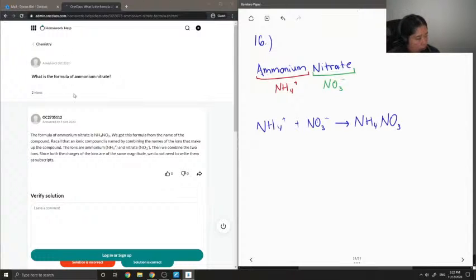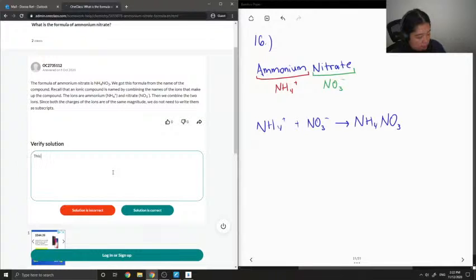Okay, so let's see what our junior tutor said. The formula of ammonium nitrate is NH4NO3. We got this formula from the name of the compound. Recall that an ionic compound is named by combining the names of the ions that make up the compound. The ions are ammonium, NH4 plus, and nitrate, NO3 minus. Then we combine the two ions. Since both the charges of the ions are of the same magnitude, we do not need to write them as subscripts. Okay, so I can verify that this solution is correct.